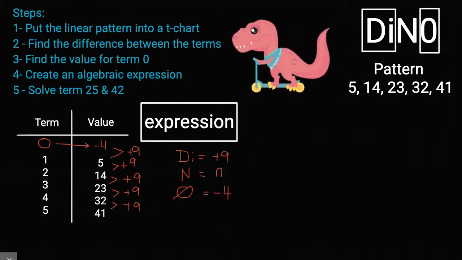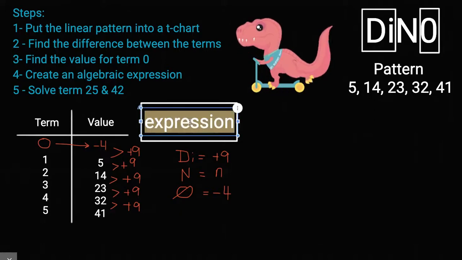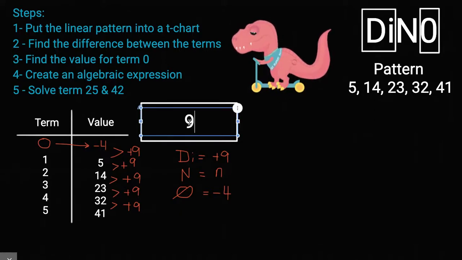Negative 4. All right, so I just found the difference between terms, step 2. Step 3, I found the value for term 0. Step 4, create an algebraic expression. So an algebraic expression is just when we put all our information together. So we end up with 9n minus 4.